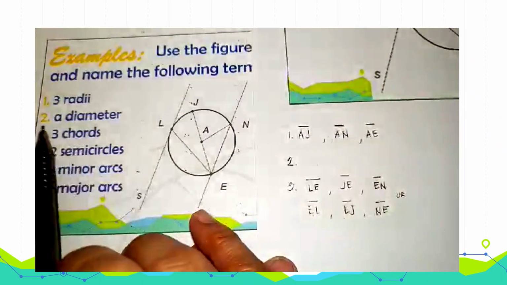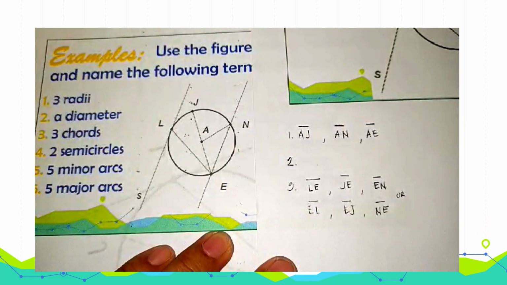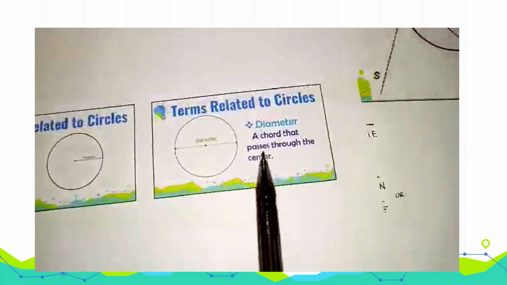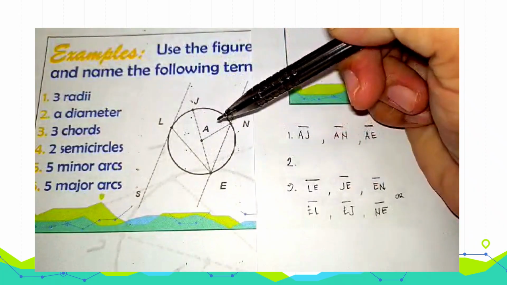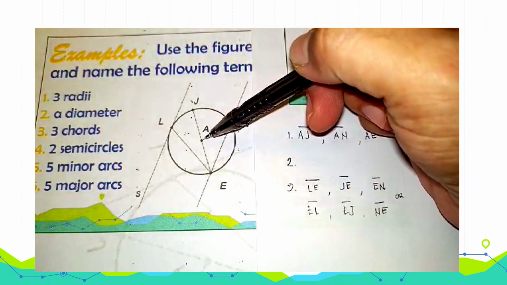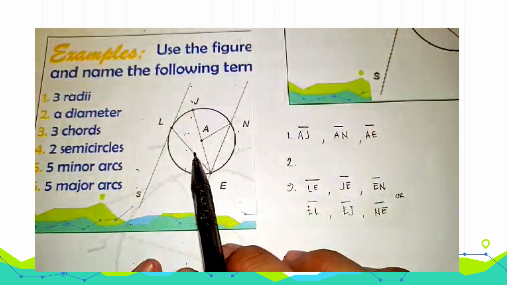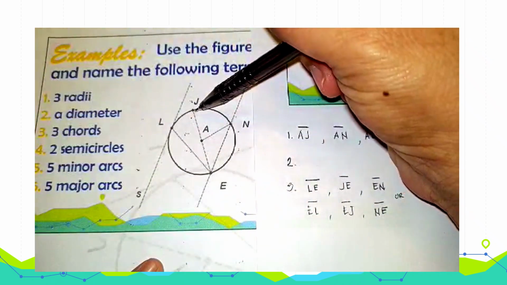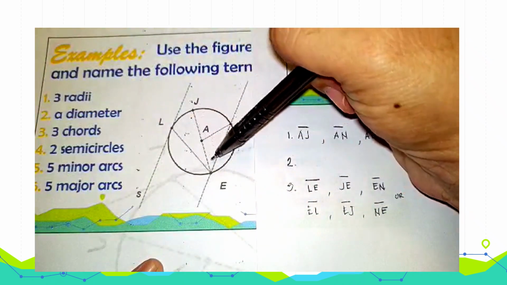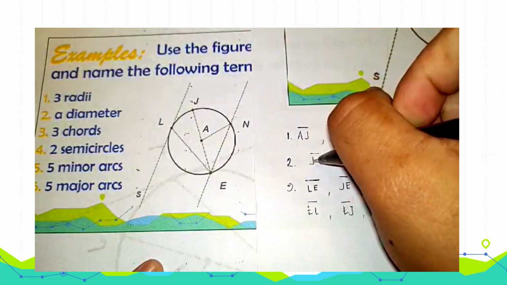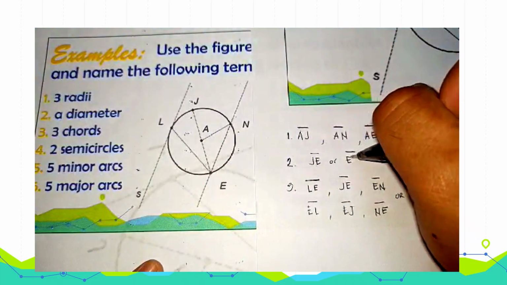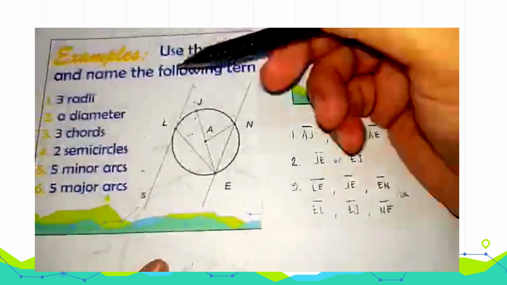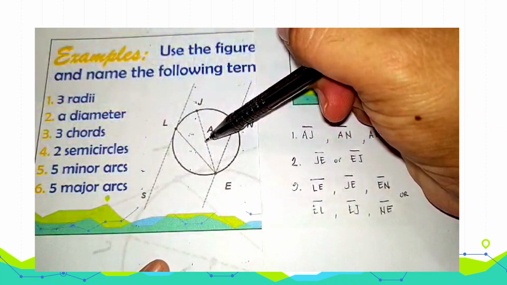Now for number 2, name a diameter. A diameter is a chord that passes through the center. So actually, the diameter will be the longest chord that you can have on the circle because it passes through the center. So our diameter here will be segment JE, or we can name it as segment EJ. Again, a diameter is a chord that passes through the center.